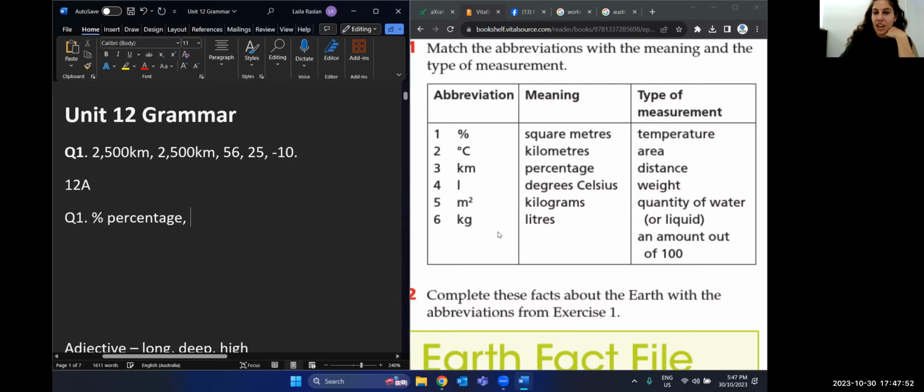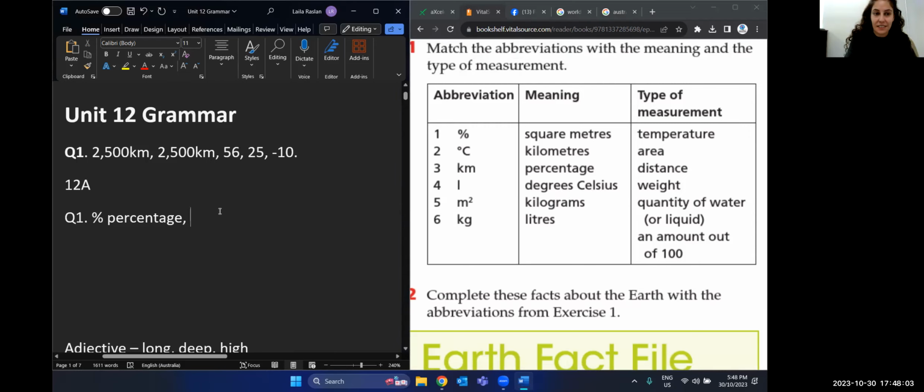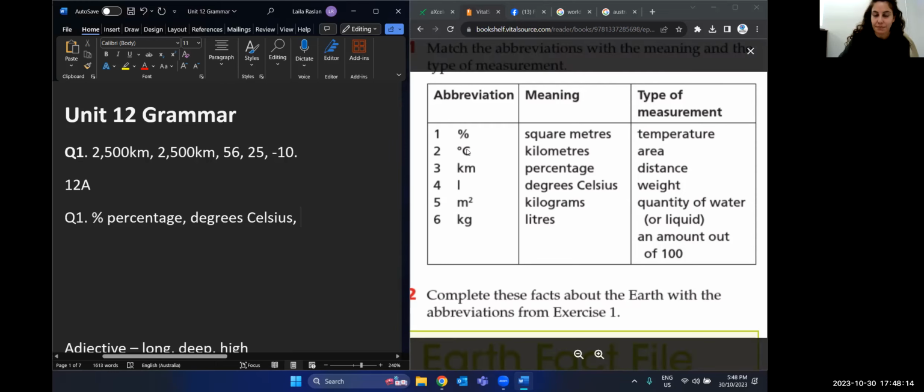Okay, it's a percentage. How about number 2? Degrees Celsius. That's number 2. So it tells us the temperature.